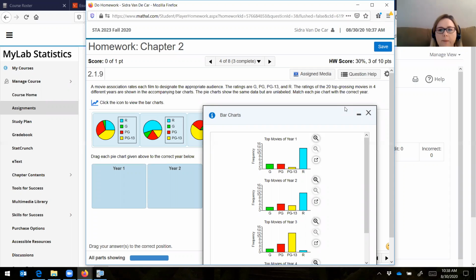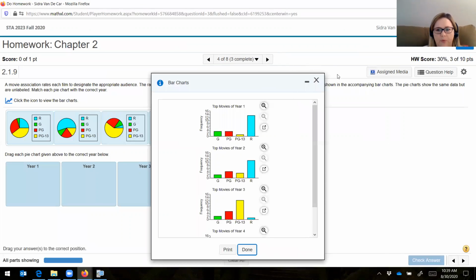All right, so let's see what we've got going on here. The ratings of the top 20 grossing movies in 4 different years are shown in the accompanying bar charts. Okay, that's right here. The pie chart shows the same data but unlabeled. So I'm matching the pie chart with the correct year. I've basically got to figure out which pie chart belongs to which graph. Let's make this a little bigger so maybe we can see both at the same time.